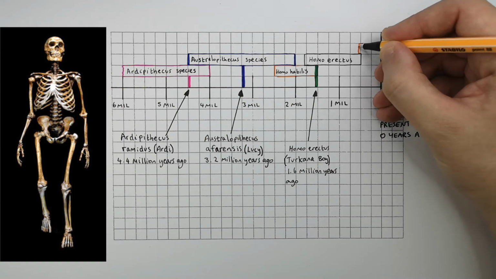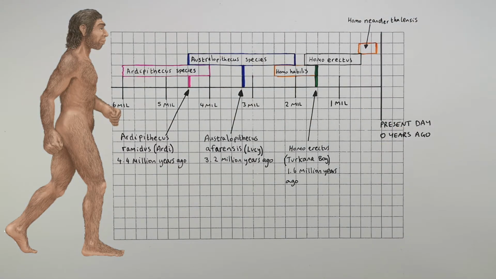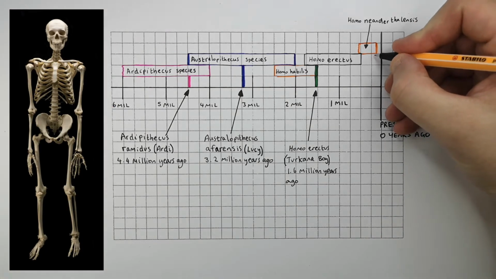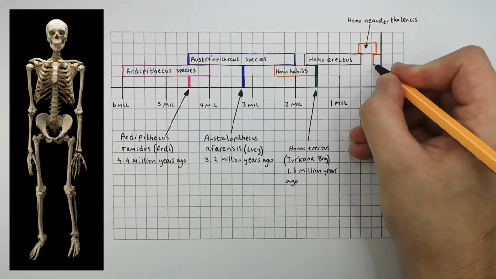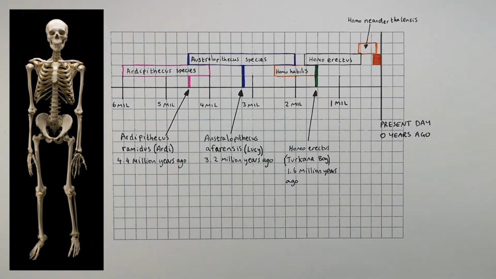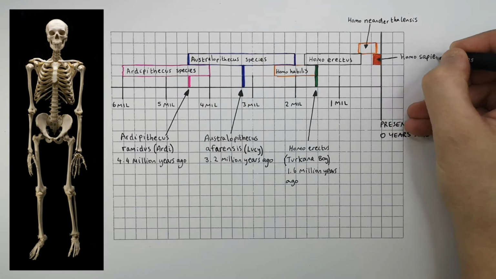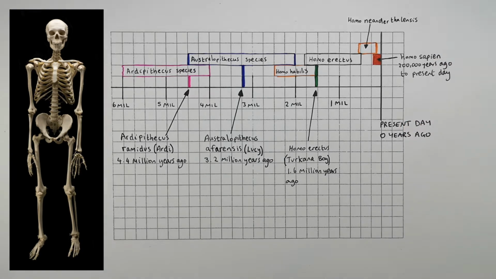And this here is Homo neanderthalensis. Homo neanderthalensis overlapped with Homo erectus, and Homo neanderthalensis went extinct about 40,000 years ago. And Homo sapiens, what modern day humans are, and the first fossils of Homo sapiens were found around 200,000 years ago, and of course we still exist today. So our timeline goes from 200,000 years ago to the present day, 0 years ago.